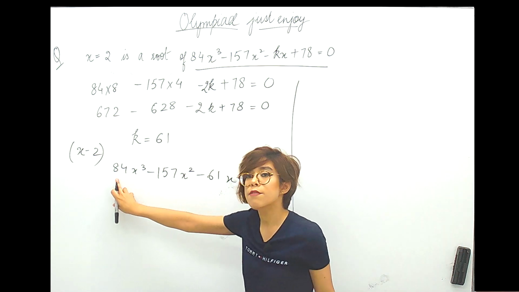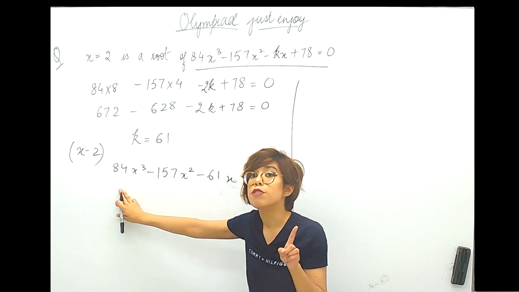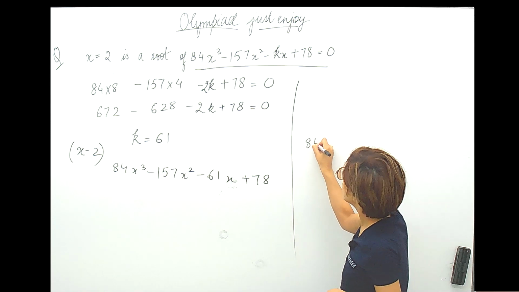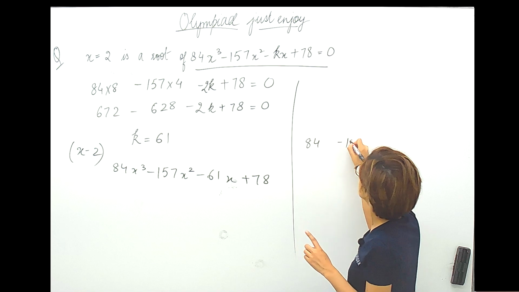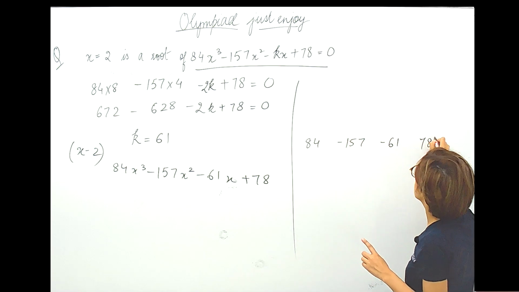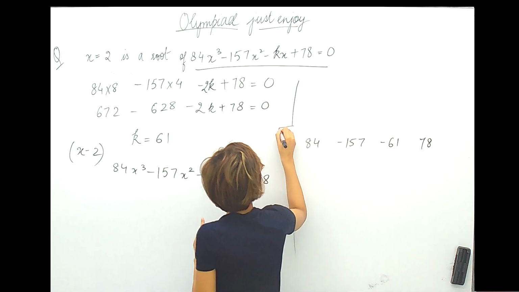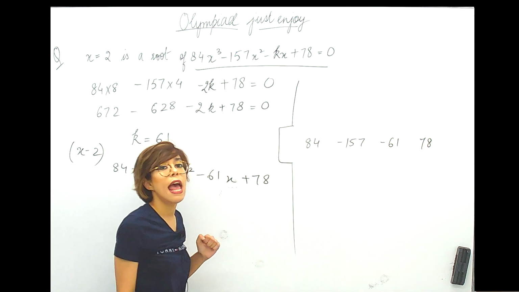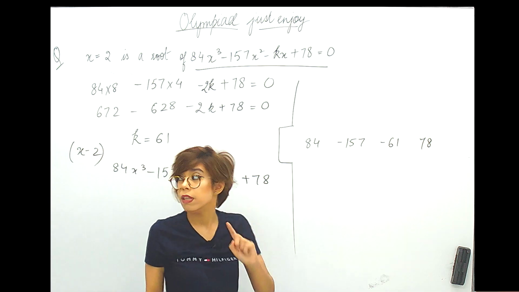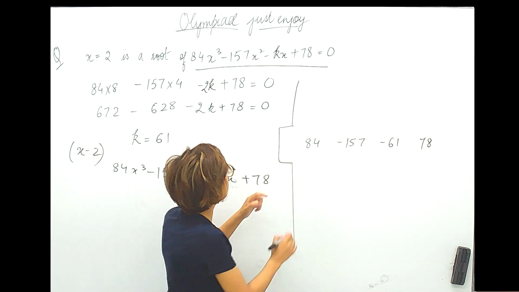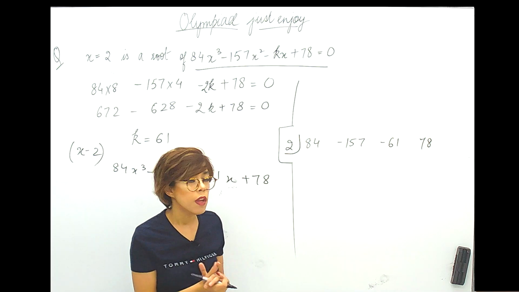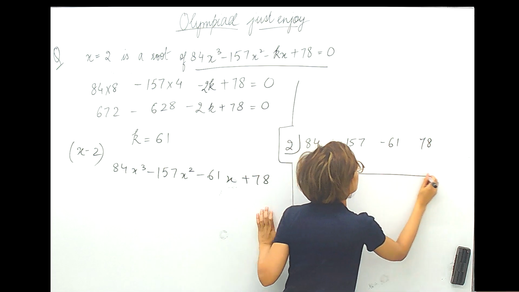So first and foremost, I will write the coefficients of the dividend: 84, minus 157, minus 61 and 78. And then, since I need to divide by x minus 2, यहाँ पे minus 2 है, यहाँ पे मैं लिखूंगी 2. Done? Alright, so let's apply the method.